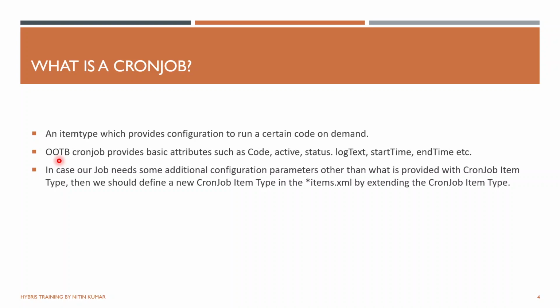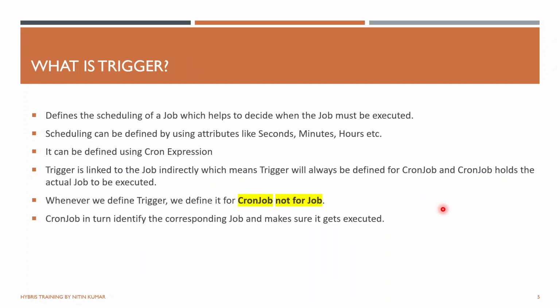But in case you need to add some other attributes also, you can extend that particular item type which is provided out of the box. You can create your own item type and that will be implemented by your custom cron job. In case our job needs some additional configuration parameters other than what is provided by the cron job item type, then we should define a new cron job item type in the items.xml by extending the cron job item type. I will be doing this and explaining it in detail in the next slide.